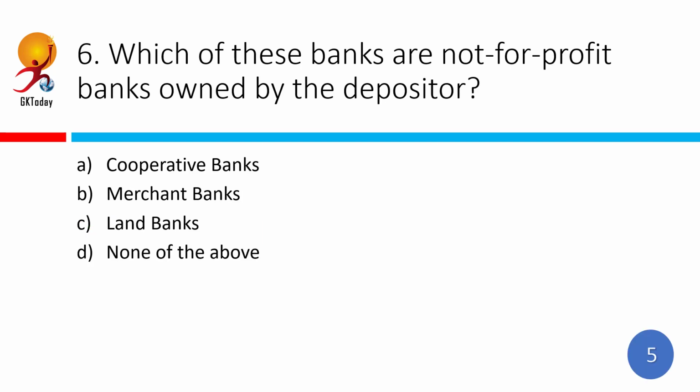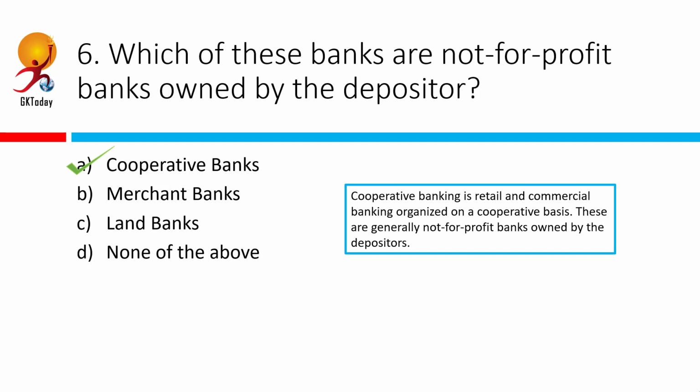Which of these banks are not-for-profit banks owned by the depositor? Correct answer is cooperative banks. These are generally not-for-profit banks owned by depositors, and the first ever one was Anyonya Cooperative Bank Limited, located in the city of Vadodara, which was previously known as Baroda in Gujarat, and it is the first cooperative bank in India and was established. If you know the answer, write it down in the comments.